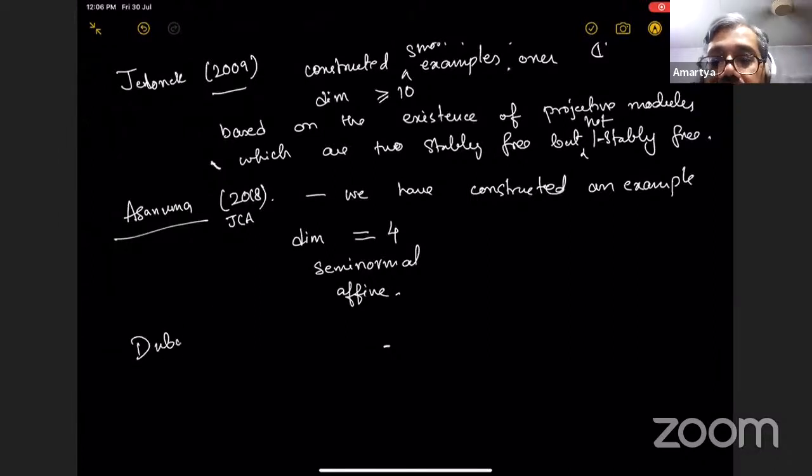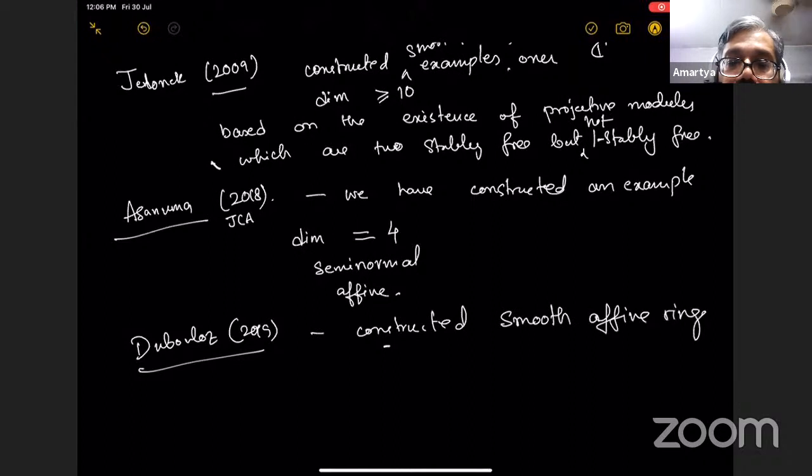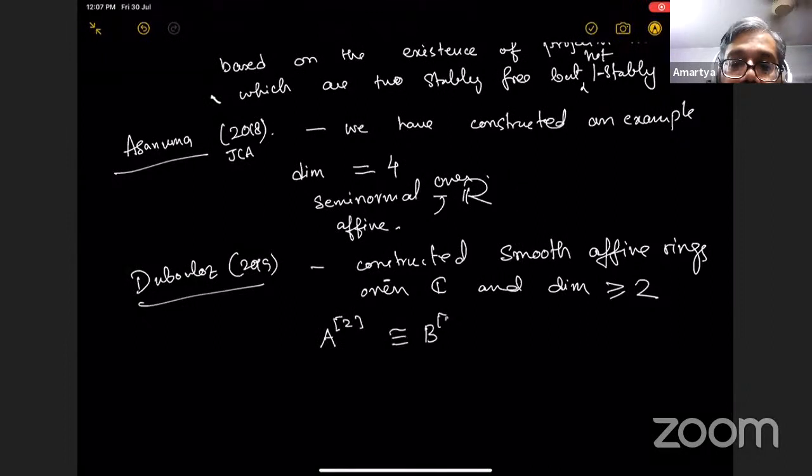Recently, Dubouloz has completed the story. He constructed smooth affine rings over complex numbers, which probably can be extended to any field of characteristic 0. So this was over the real numbers R, and dimension greater than or equal to 2. For any dimension 2 onwards, we have rings which are A[2] stably isomorphic but not one stably isomorphic.